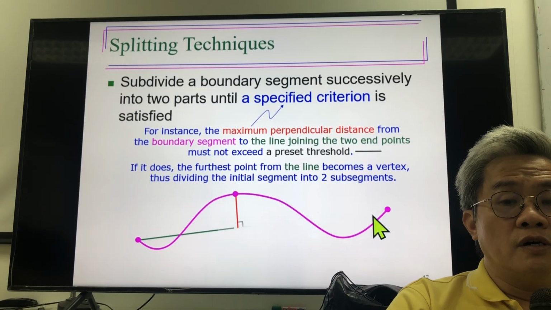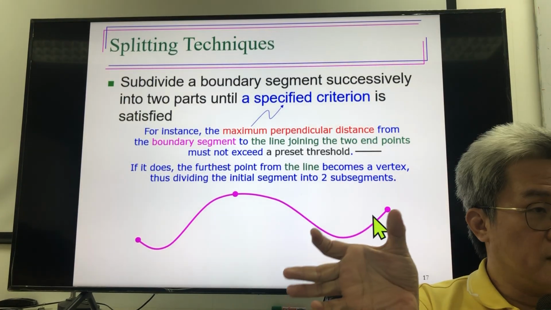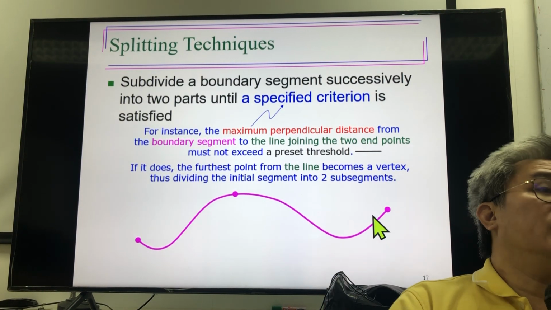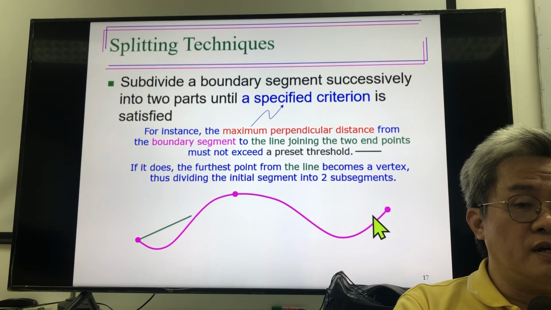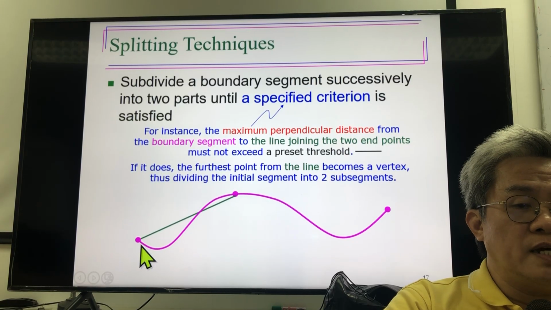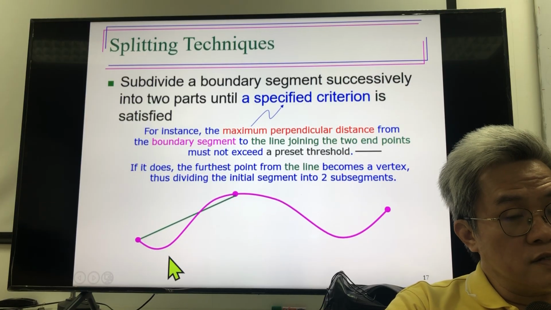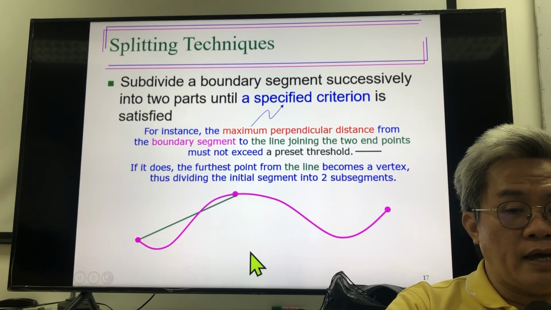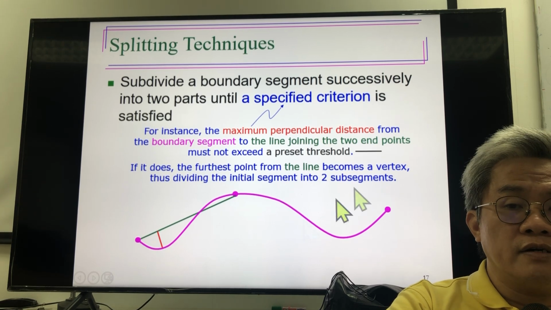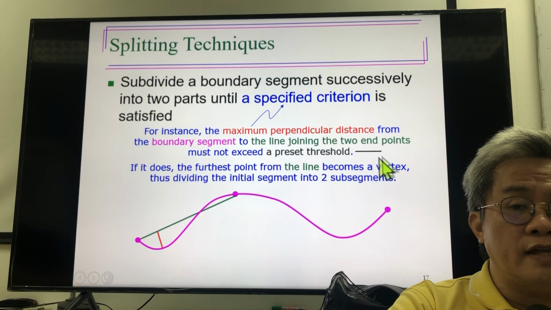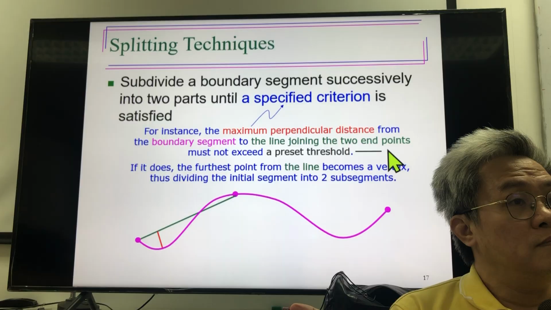So once you split in half, now you got two curve segments. You repeat the whole process. For example, here, for this curve segment, you draw a straight line, and then you measure the distance, the error. What is the maximum error here? The maximum error is here. Suppose this maximum error is shorter or longer than this threshold? If it's shorter than this threshold, you stop.